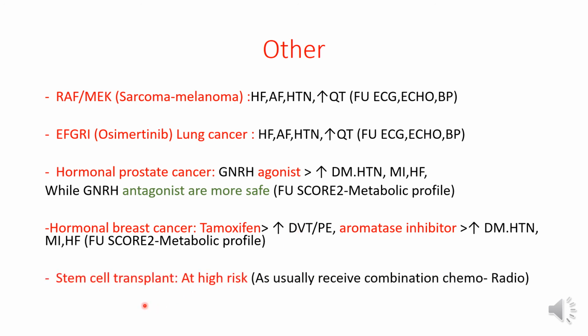Finally, stem cell transplant patients. This unique group of patients has a very high risk of developing cardiac toxicity, because these patients usually receive a combination of chemotherapy and radiotherapy. So baseline risk assessment with echo and biomarkers and surveillance during therapy is very crucial in such a group of patients, and also long-term follow-up, as we will discuss.